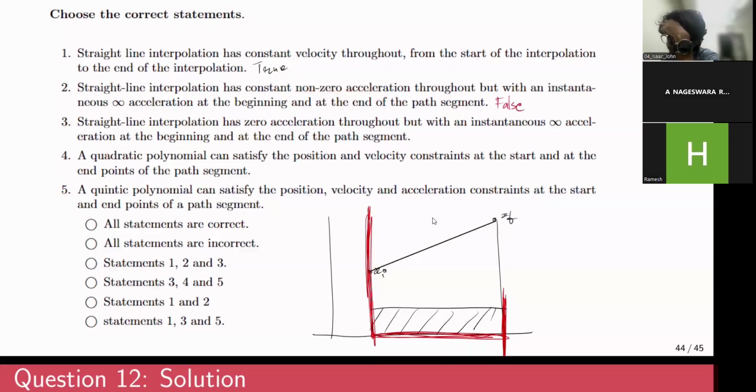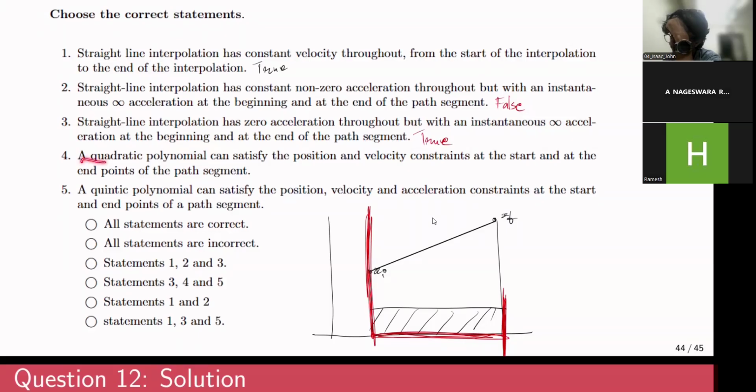Statement 3, straight line interpolation has zero acceleration throughout, but with an instantaneous infinite acceleration at the beginning and at the end of the path segment. So that is true, what we have just discussed.